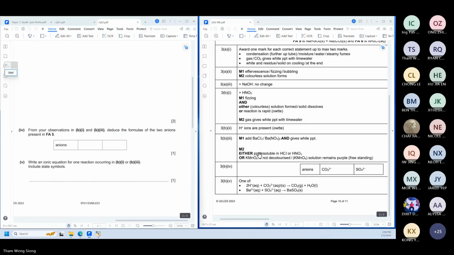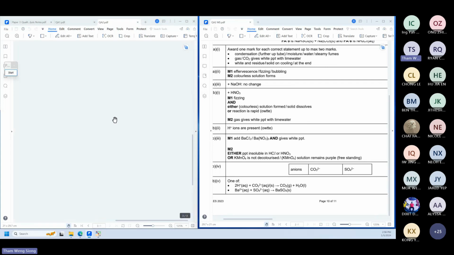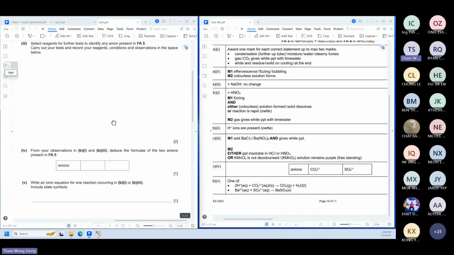Okay. Then you have the ionic equation, and then you have the anion. Follow me on this so far? This last question is not easy to get. This particular paper is not easy to get.